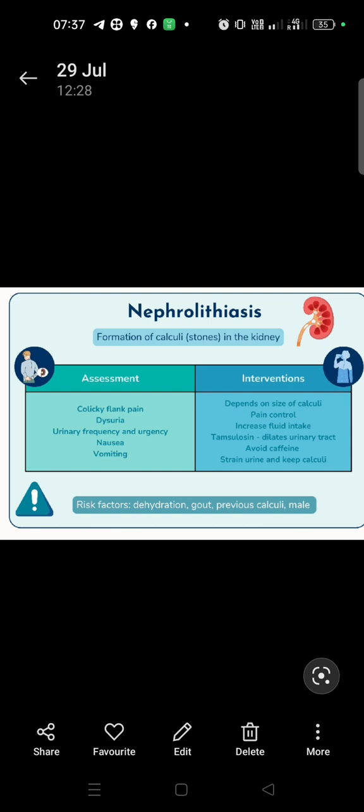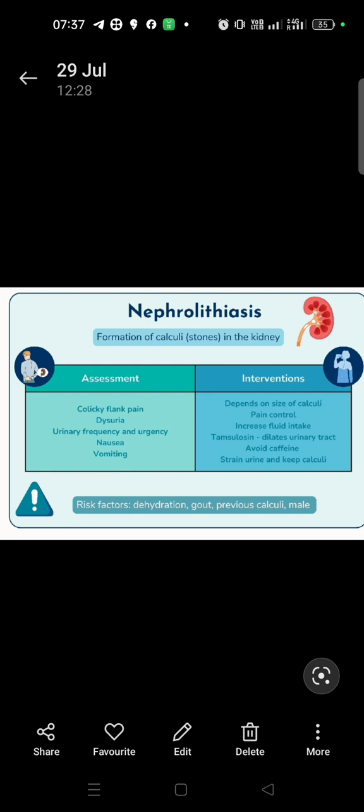Also, we have to avoid caffeine while taking this tamsulosin. In nephrolithiasis also we have to avoid caffeine, and we have to tell the patient to strain the urine and keep the calculi. That's very important. After urination, the urine has to be filtered and the stone has to be kept, because to identify which type of calculi it is, we have to keep the calculi. That is an important thing.